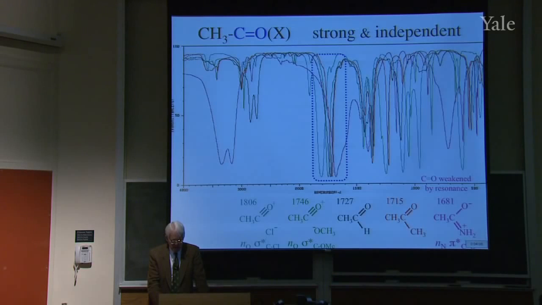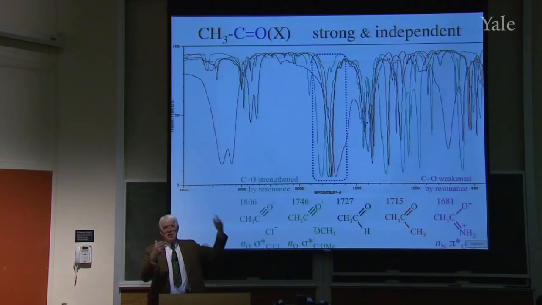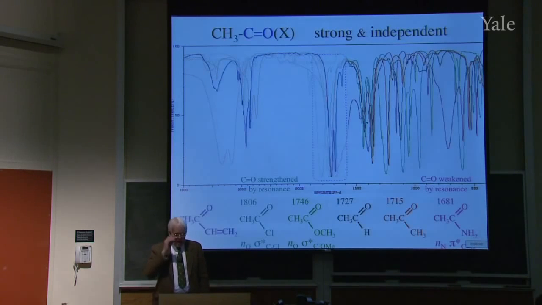And in this case, the CO is strengthened by resonance, by mixing with the sigma star. So in the case of amide, it was weakened by resonance. In this case, it's strengthened by resonance. In that case, it was a pi interaction, putting electrons in pi star. In this one, it's putting electrons in sigma star and making a triple bond. Okay. Now, how about here?